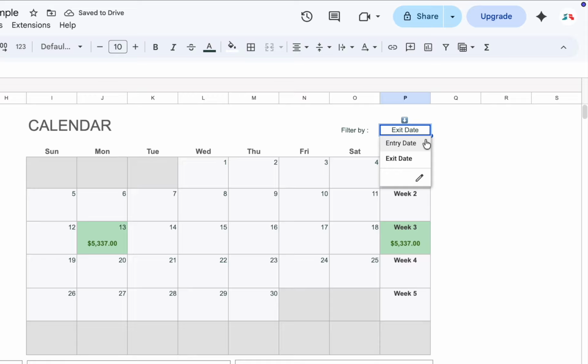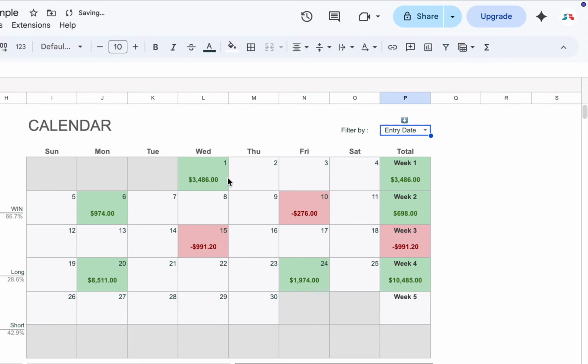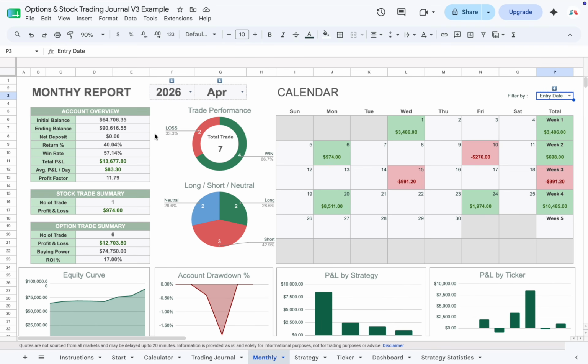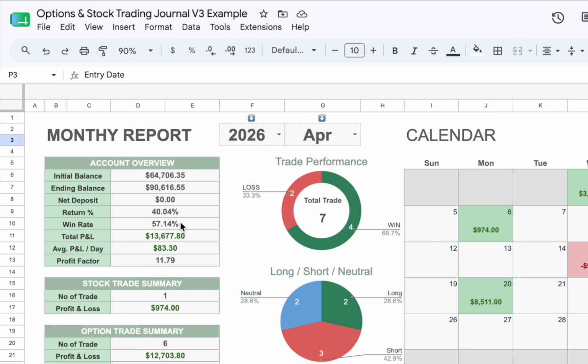The calendar view provides a daily summary of your performance. Profitable days are displayed in green, while losing days are displayed in red. The account overview summarizes key performance metrics such as win rate, total performance, and profit factor. For example, a profit factor of 12 means that for every $1 lost, you generated $12 in profit.